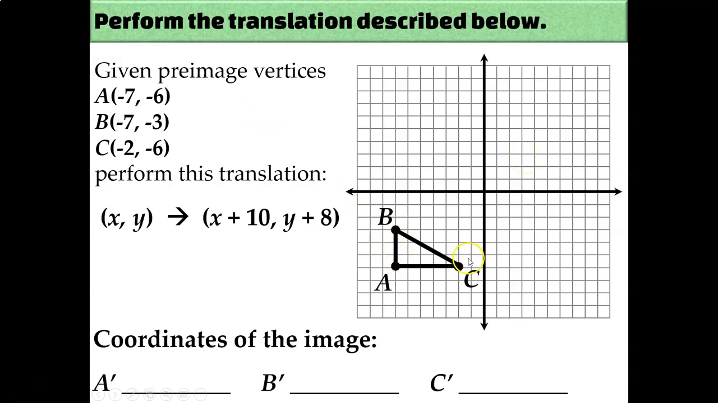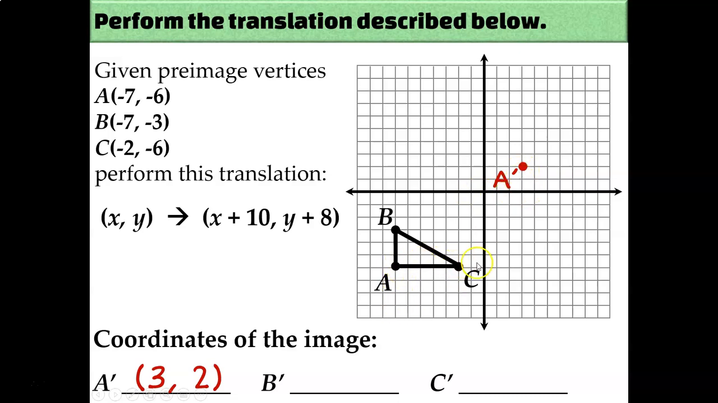Here we have triangle ABC with pre-image coordinates -7, -6, -7, -3, and -2, -6. And we're going to perform a translation using this rule. XY is going to become x plus 10 and y plus 8. That means that I need to move each of my pre-image coordinates 10 units to the right and 8 units up. So for each of my pre-image coordinates, I'll just start where it is and count 10 units to the right and 8 units up. And that's where I'll put my image coordinate. And for your answer, you just write down whatever coordinates you get. A prime is the point 3, 2.